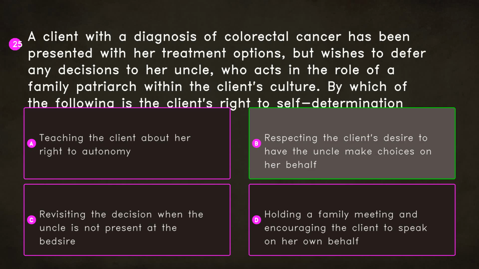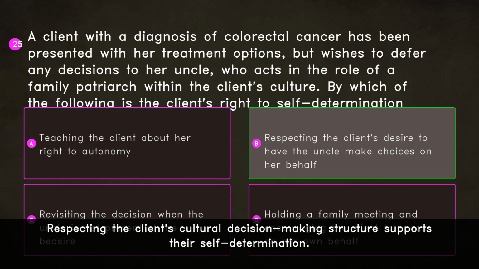The correct answer is respecting the client's desire to have the uncle make choices on her behalf. Respecting the client's cultural decision-making structure supports their self-determination.